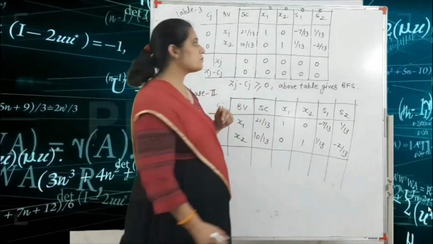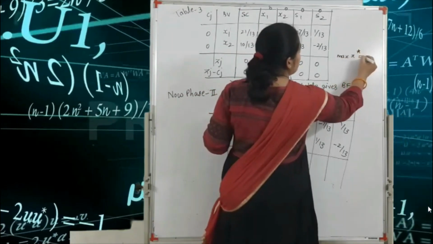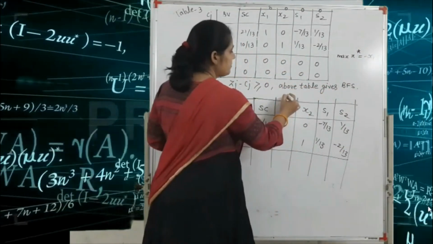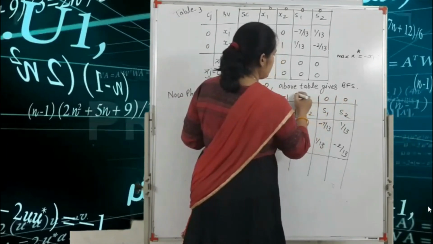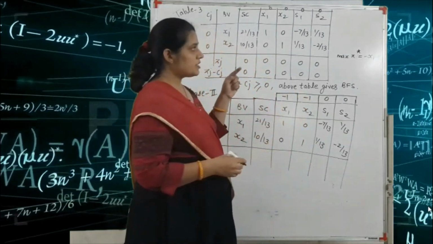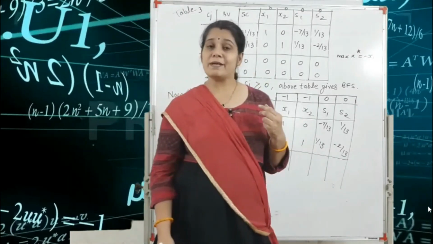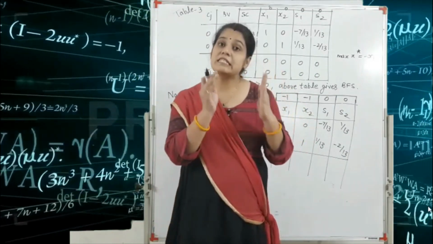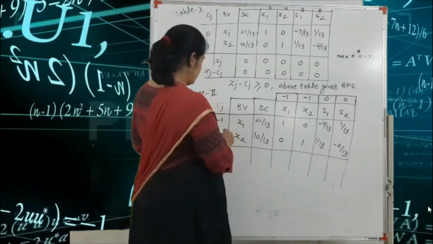So what is our original objective function? The original objective function is maximize z star equal to minus x1 minus x2. Got it? So we write here minus 1, minus 1, 0, 0. Okay, this is our original objective function. We consider the original objective function here because our question was given in minimization format, so first we convert it into maximization form. So here we write minus 1, minus 1.